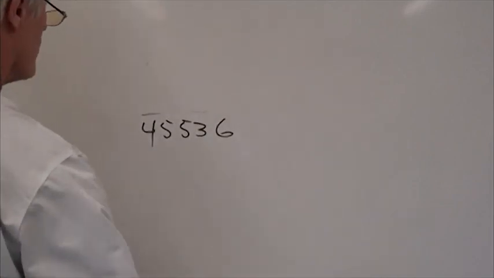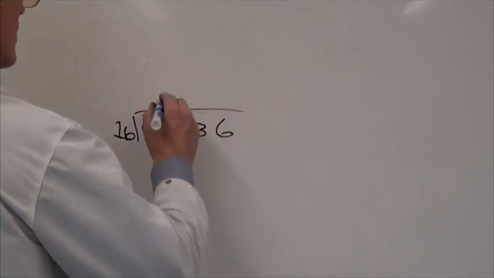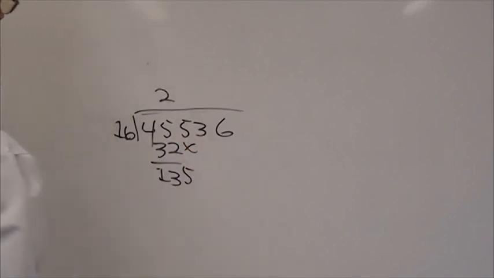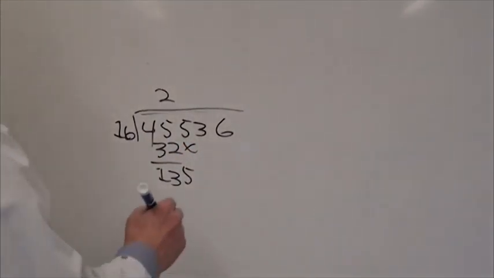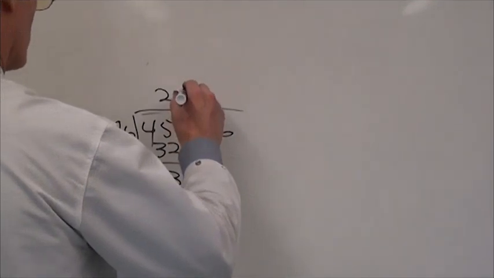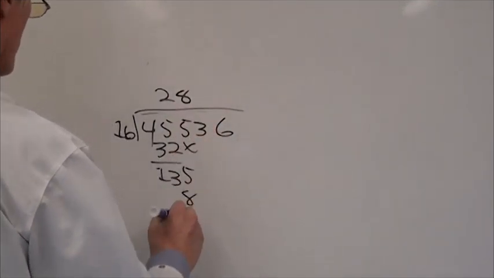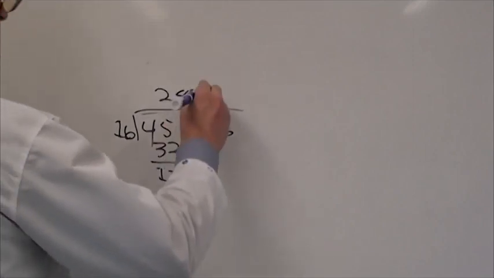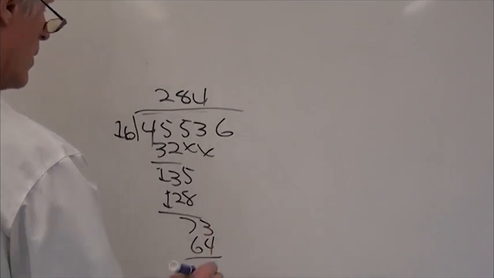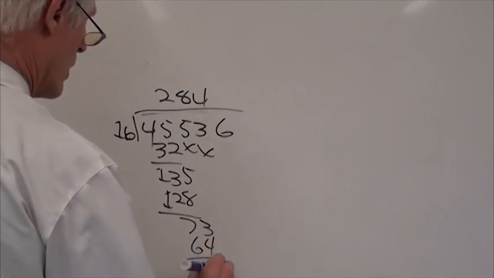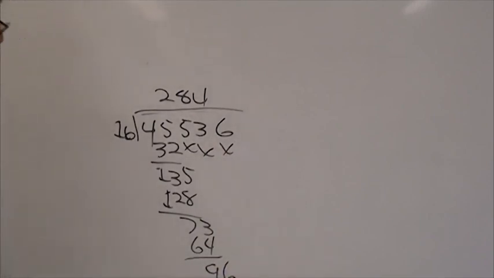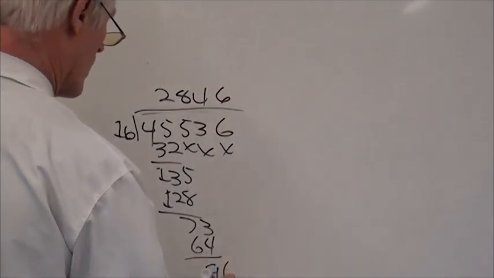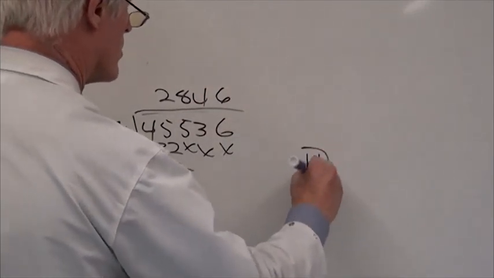So it's 45535. 16 goes into this 2, 32. 13, bring down the 5. 7, 8. 8, 6 is 48. 12. So that's 7, bring down the 3. That's 4, which is 64. 9, bring down the 6. And what do we have? That's going 6, 96, which is going to give us a rightmost digit of 0.